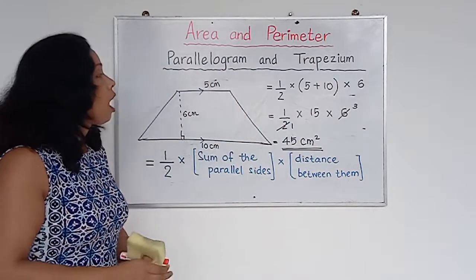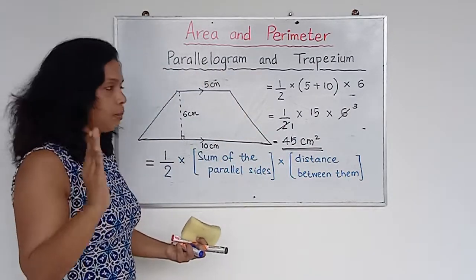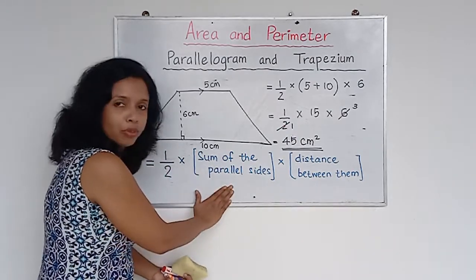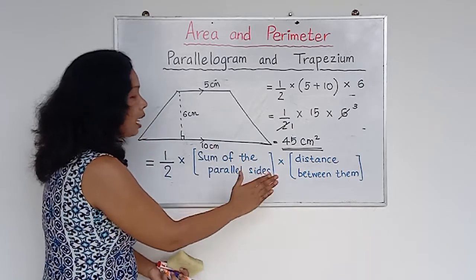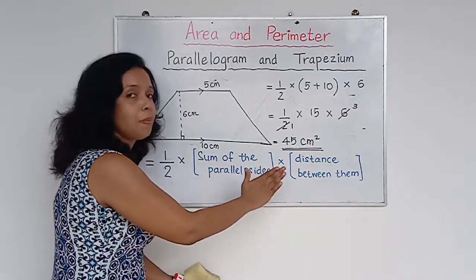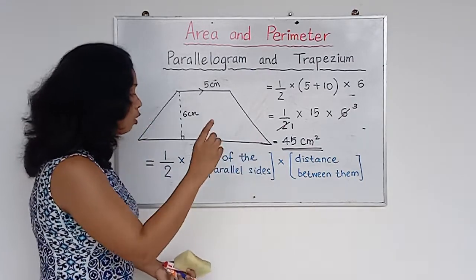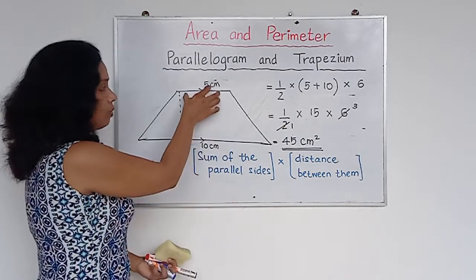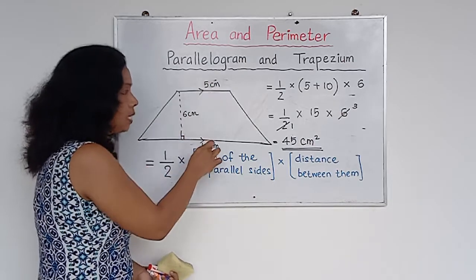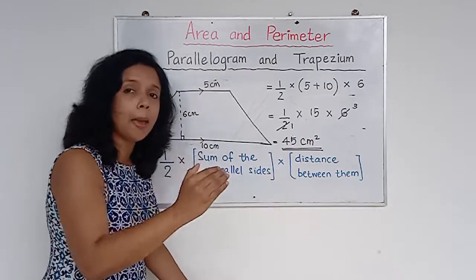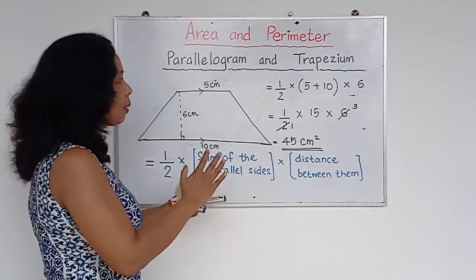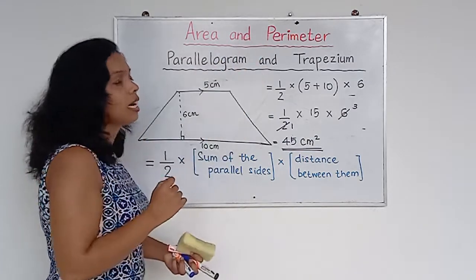So we talked about how to find the area of a trapezium. The formula for that is half times the sum of the parallel sides times the distance between them. So how do you take the sum of the parallel sides? These are the parallel sides, 5 centimeters, and how do you take the sum? 5 plus 10. And the distance between them. Them refers to what, children? These parallel lines. So this is about the area of a trapezium.